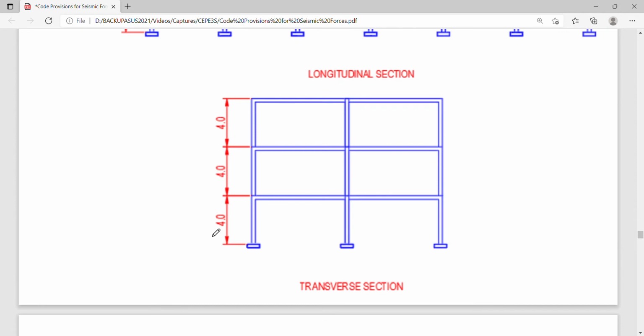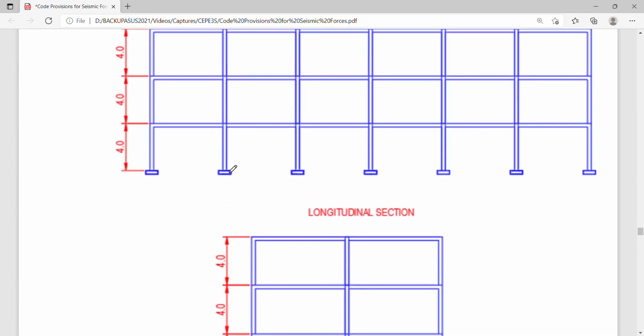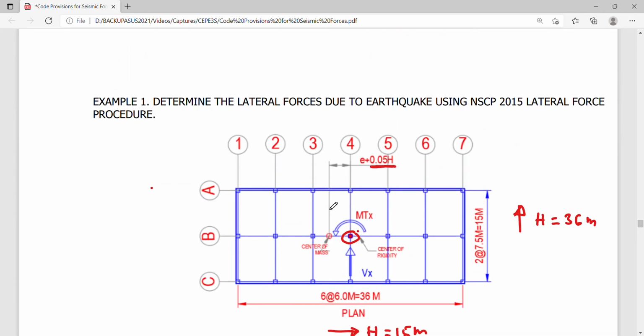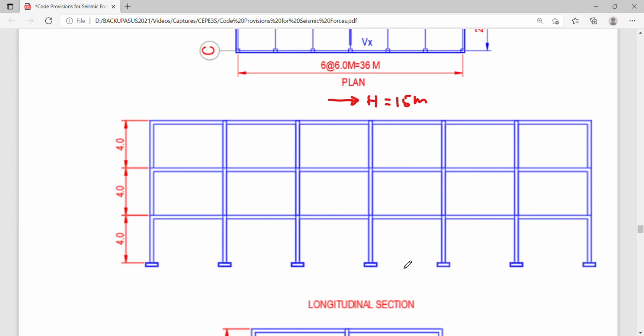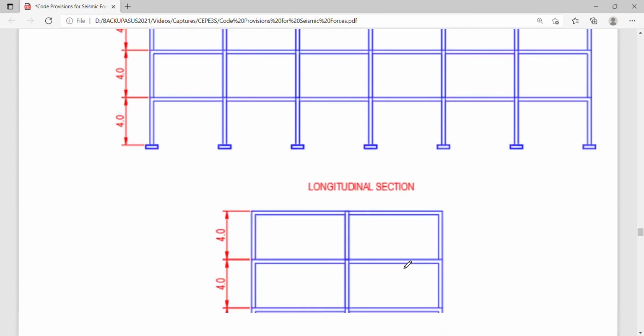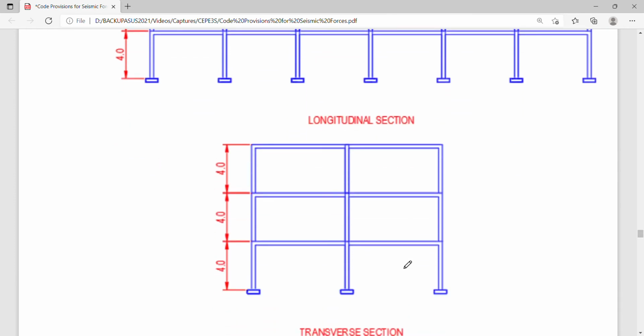Okay, but of course the heights here have nothing to do with the computation of the center of mass and center of rigidity, since your elevation or section has no irregularity in terms of verticality. So I will be explaining to you some of the regularity and irregularity issues later when we encounter them in our discussion.